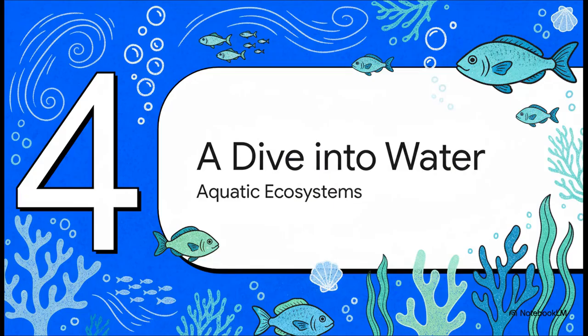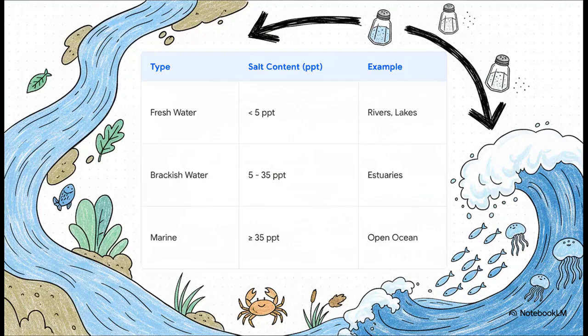All right, let's shake off the cold, leave the land behind, and take a dive into the other half of our map, the huge, interconnected world of aquatic ecosystems. It is truly incredible how one single factor, salinity, which we measure in parts per thousand, can organize all the water on Earth. It's so simple. At one end, you have fresh water with almost no salt. At the complete other end, you've got marine water with a lot of salt. And right there in the middle, you get this amazing mix of the two called brackish water.